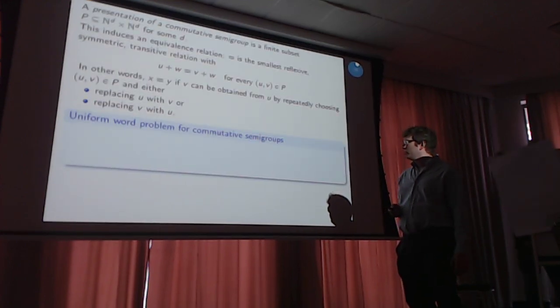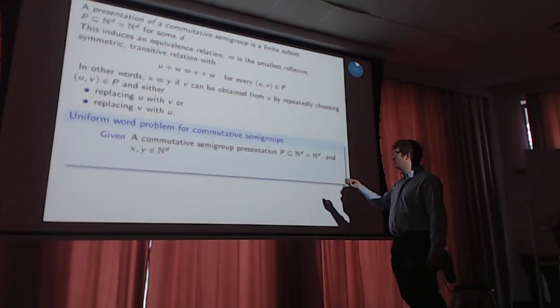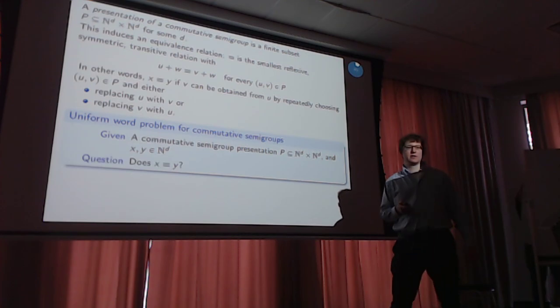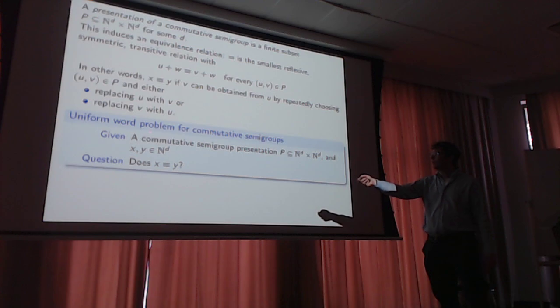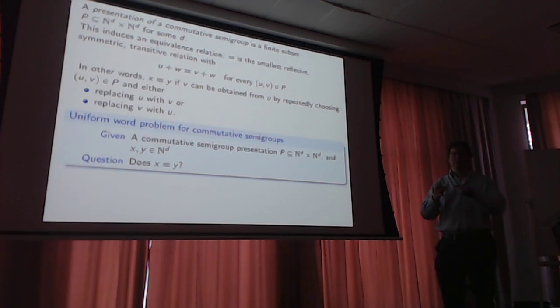So now the uniform word problem is: you're given a presentation and you want to know if two vectors are equivalent. And this is called a uniform word problem because the word problem for a semigroup is you're given two descriptions of elements and you want to know, do they represent the same element. And this is called uniform because the description of the whole semigroup is part of the input. This set of pairs describes your semigroup, and uniform means it's a uniform algorithm for all the semigroups.